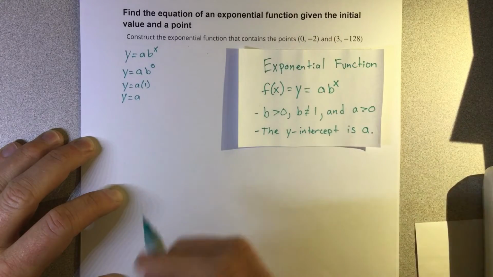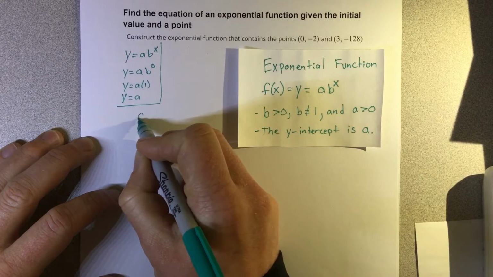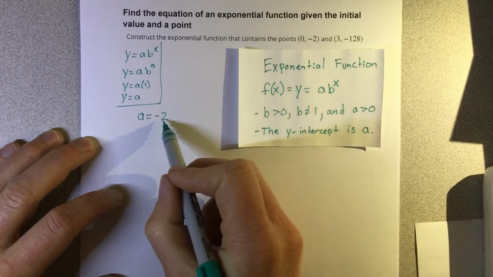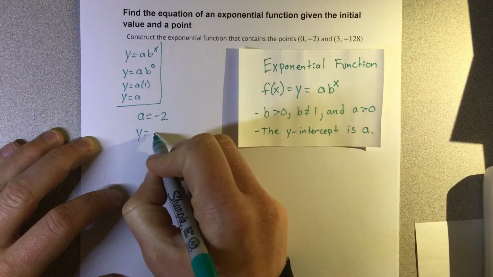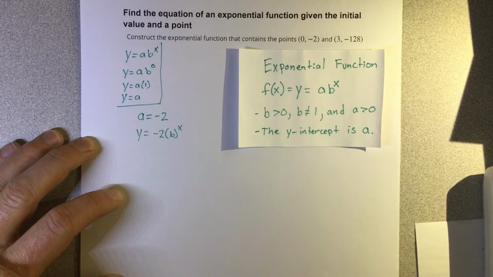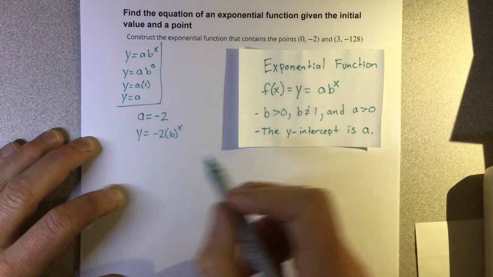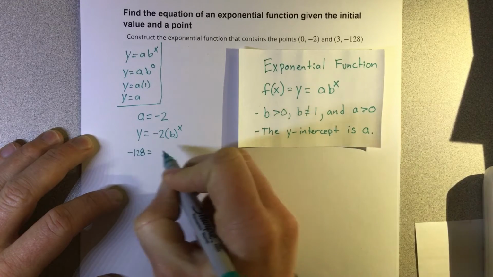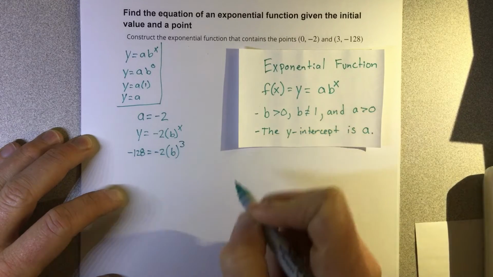So that tells me right away that I can write, I'm just going to box this off, that a is equal to -2. So if I know a is equal to -2, I can then write the equation y equals -2 b to the x power. And then I can use this coordinate, which is x is 3 and y is -128, to find the b value. So I'm going to plug in -128 and plug in the 3 value for x.